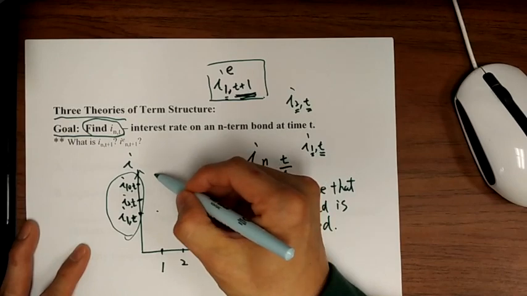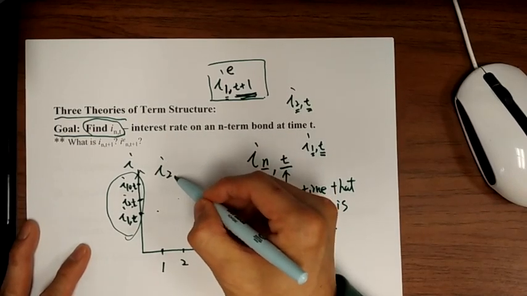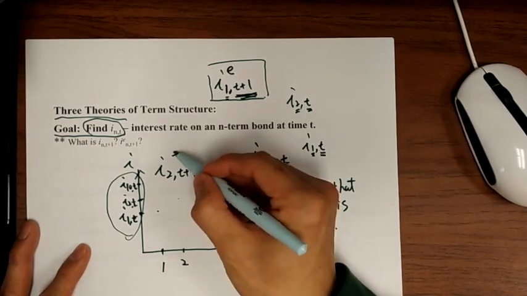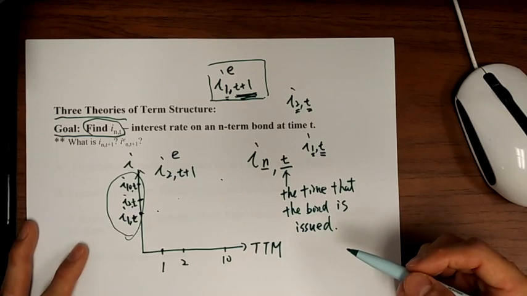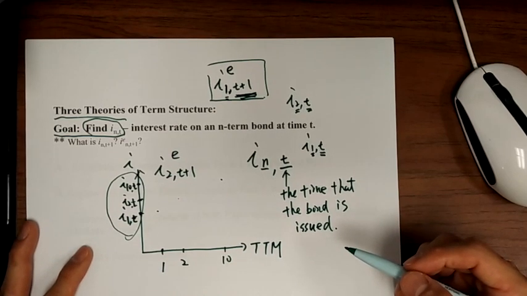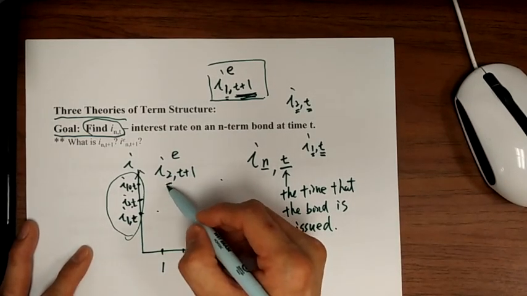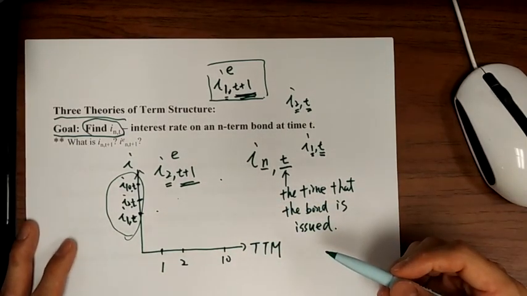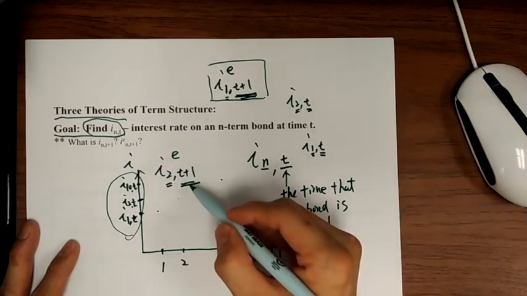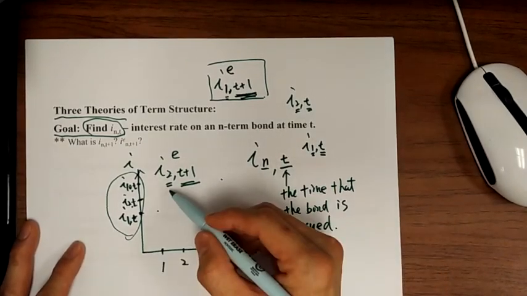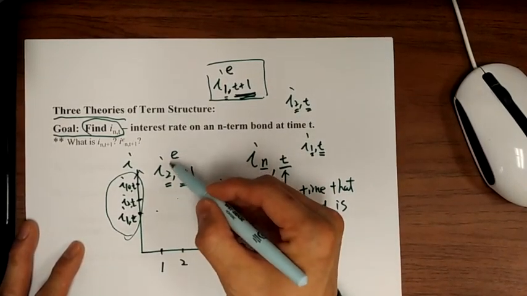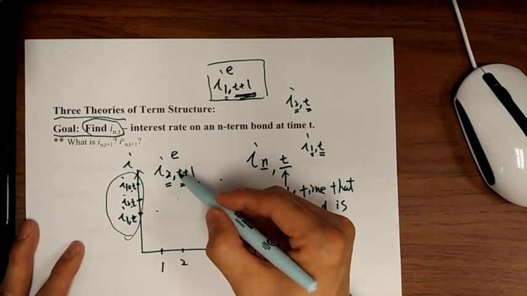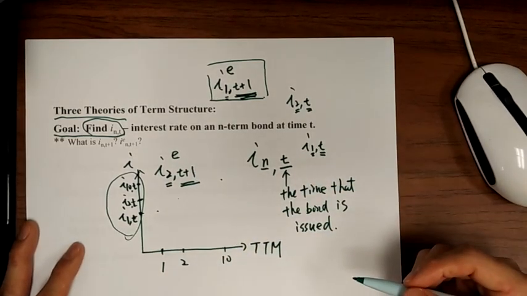Let me do it again. So what is I2t plus 1 E? The answer is 2-year bond interest rate next year. You don't know that interest rate. Therefore, this is the expected 2-year bond interest rate next year.